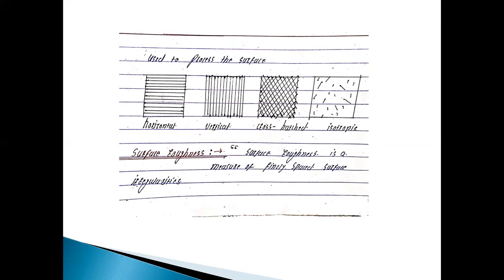In planing and passing operation, circular lay is used, and in honing and knurling operation, cross lay is used. In grinding and lapping operation, multi-directional lay is used. And next point is surface roughness. Surface roughness is a measure of finely spaced surface.